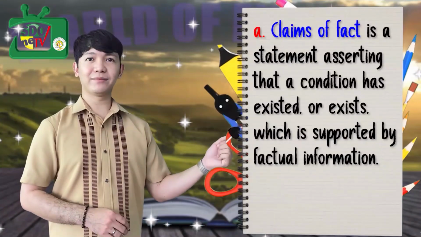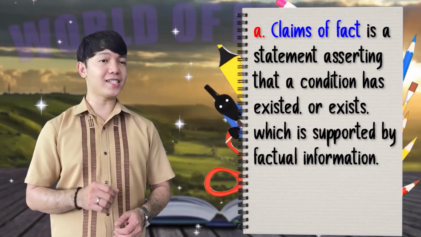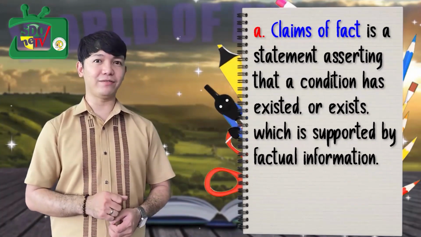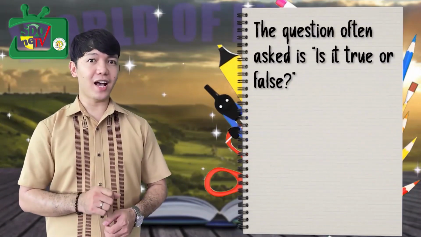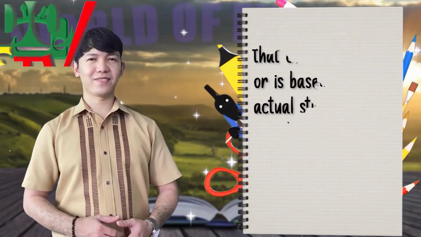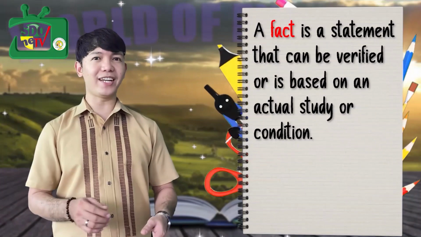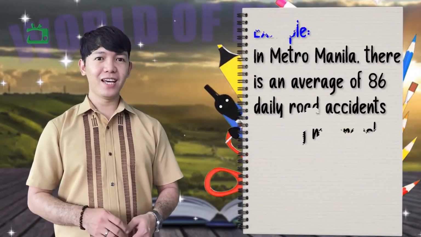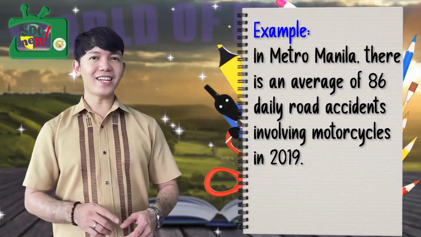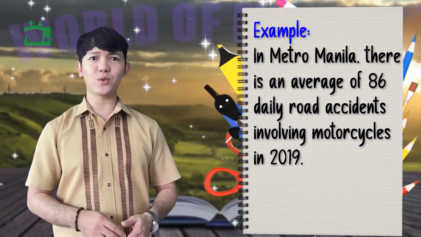Claims of fact. Claims of fact is a statement asserting that a condition has existed or exists, which is supported by factual information. The question often asked is, is it true or false? A fact is a statement that can be verified or is based on an actual study or condition. Example: in Metro Manila, there is an average of 86 daily road accidents involving motorcycles in 2019.